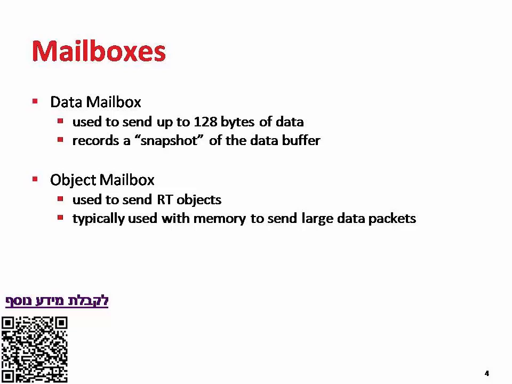Two types of mailboxes are available. The type of mailbox is specified when the mailbox is created. Data mailboxes are used to send or receive messages of up to 128 bytes of data. Object mailboxes are used to send or receive handles for RT objects. Object mailboxes can be used with memory handles to make available large amounts of data.